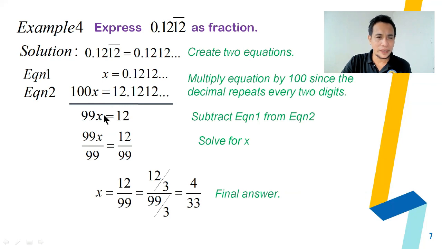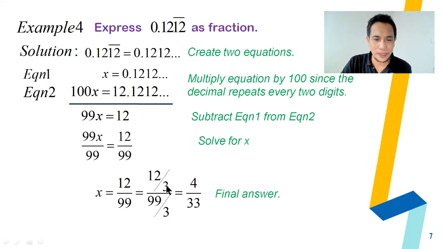Now, to find the value of x, we're going to divide both sides of the equation by 99 to cancel 99. So 99x over 99 is equal to 12 over 99. So cancel 99, and x now is equal to 12 over 99. Now 12 over 99 is still reducible, so we divide the numerator and denominator by 3.